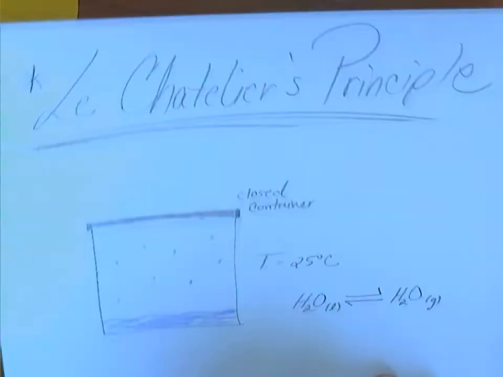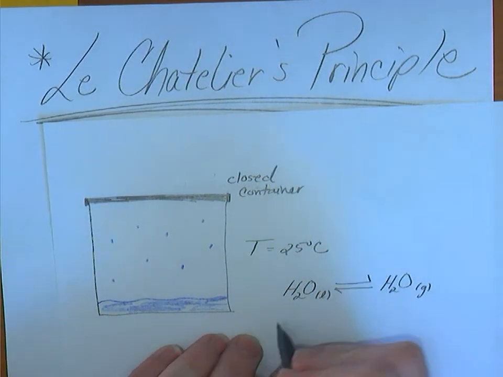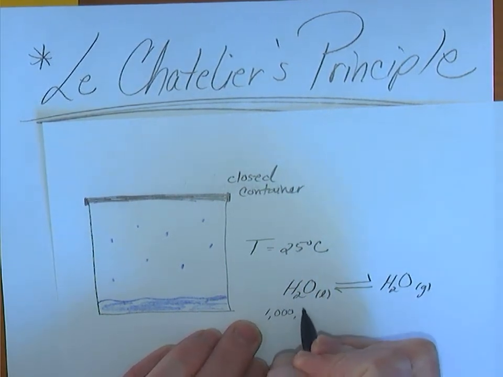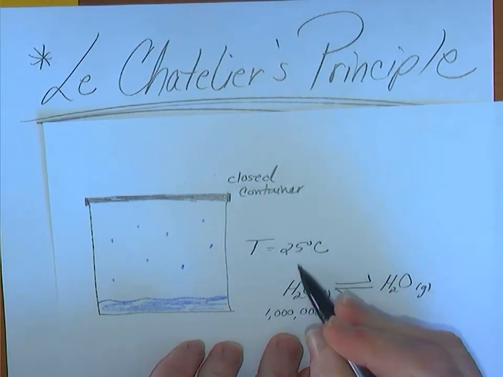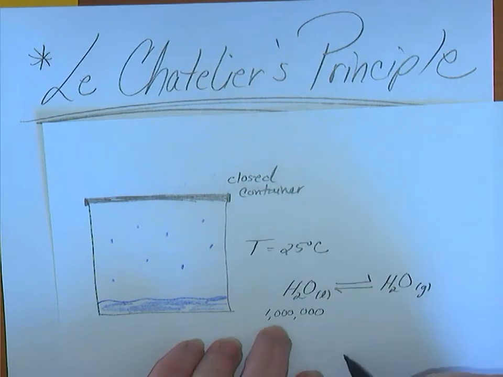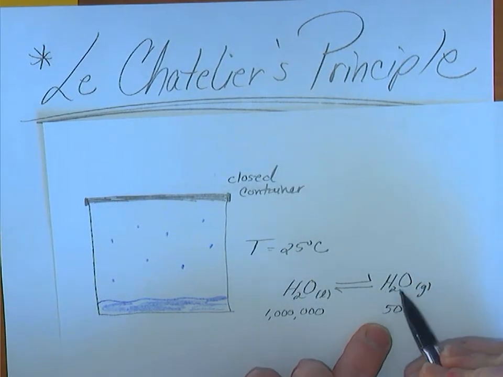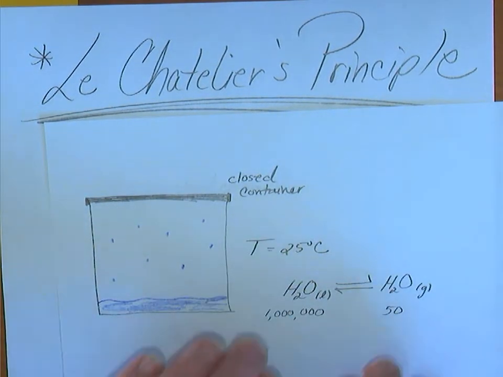So I'm going to make up some numbers. Let's imagine that we have 1,000,000 water molecules in the liquid state. Maybe at 25 degrees Celsius, maybe we have 50 water molecules in the gaseous state. And it's taken its time to reach this balance.